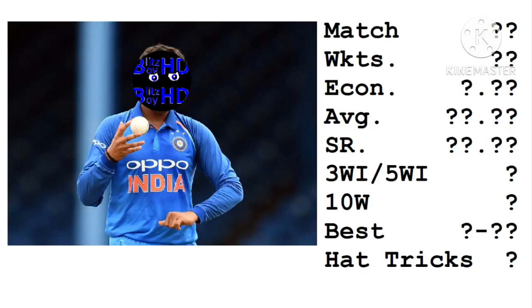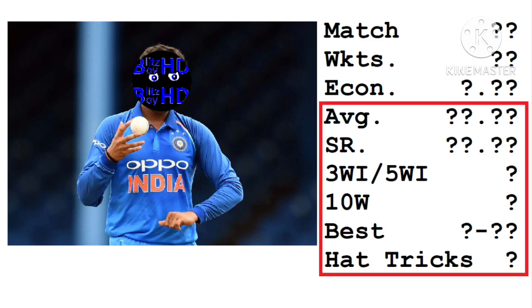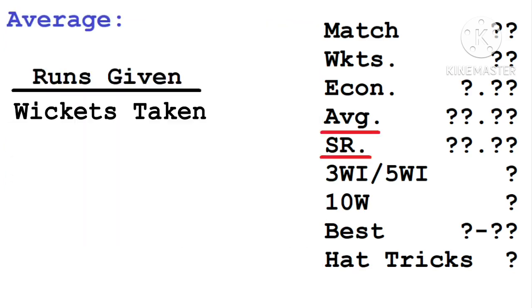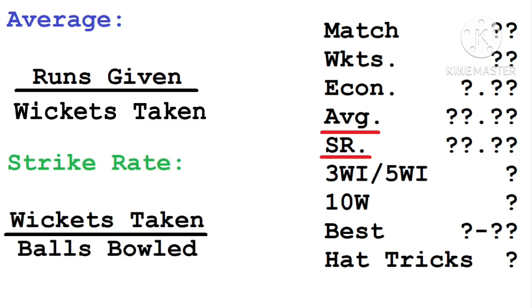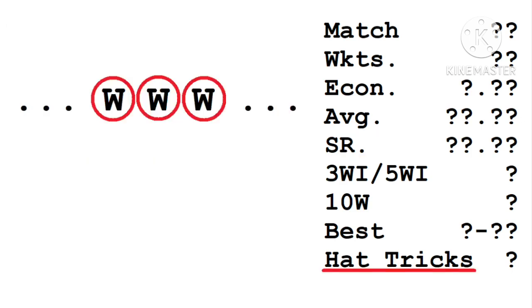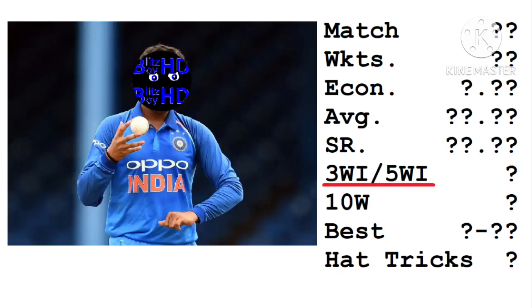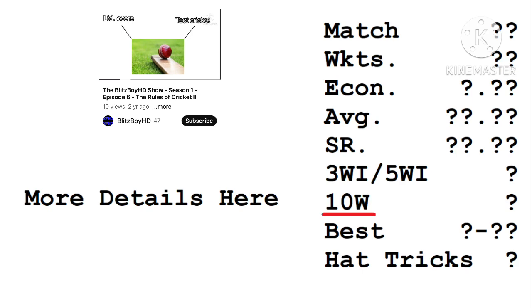Now what about your career? The earlier mentioned wickets and economy you've built up over your career, along with a couple of other figures. Bowling average is how many runs you concede before picking up a wicket. Bowling strike rate is how many legal deliveries you bowl before you pick up a wicket. The lower these are, the better a bowler you are. There are a couple of extra ones. Hat tricks are how many times you've picked up a hat trick, 3 wickets in a row. 3 and 5 wicket hauls are how many times you picked 3 and 5 wickets in an innings. A 10 wicket haul is when you pick up 10 wickets in a test match.